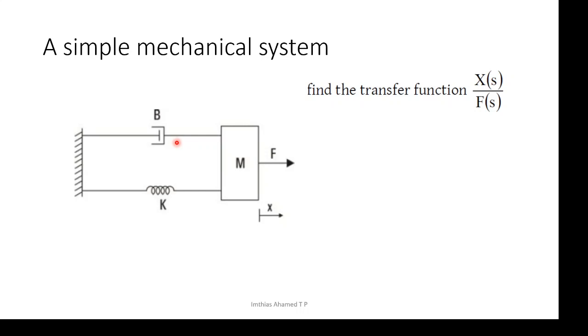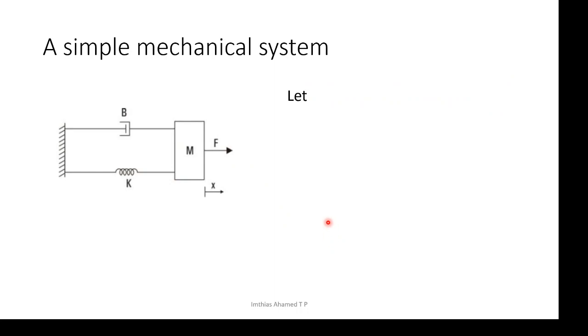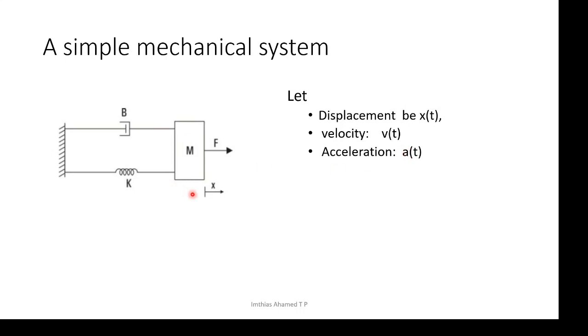What is step 1? Identify the input and output of the system. Input is force. We are giving it as input. We are doing something on the system. And what is the response? Output is the displacement with time. We want to know, when you apply a force, how will be the displacement. So, let us assume a few variables. Displacement be x(t), velocity be v(t), acceleration be a(t). These notations are quite familiar to you.